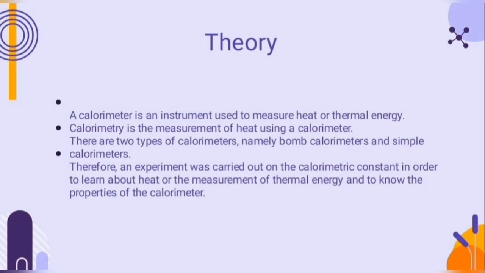A calorimeter is an instrument used to measure heat and thermal energy. Calorimetry is a measurement of heat using a calorimeter. There are two types of calorimeters, namely bomb calorimeters and simple calorimeters. Therefore, an experiment was carried out on the calorimeter constant in order to learn about heat or the measurement of thermal energy and to know the properties of the calorimeters.